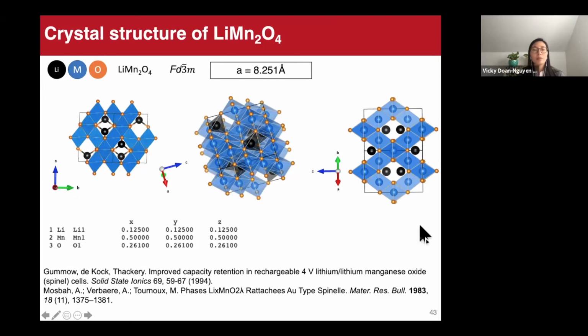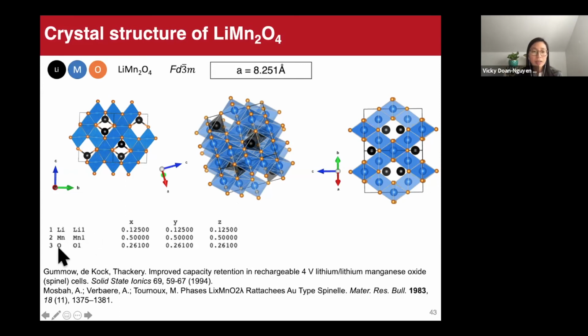Another type of material that you'll be working on in the lab module is lithium manganese oxide. It's a spinel type structure, as you can see here, and it's evidently quite different than what we just talked about in the layered lithium cobalt oxide structure. It's cubic, so all the angles of the unit cell are 90 degrees, and the lattice parameters are all the same, so A equals B equals C at 8.251 angstrom.